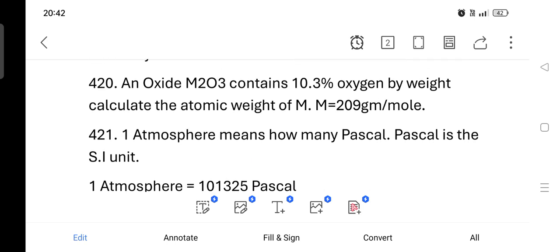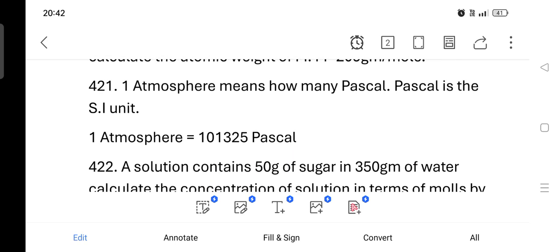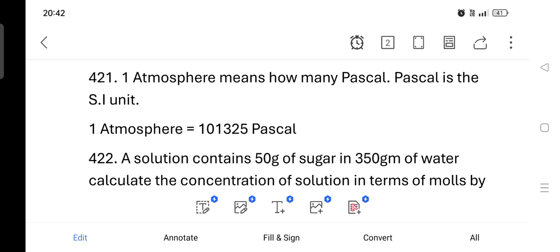An oxide M2O3 contains 10.3% oxygen by weight. Calculate the atomic weight of M. M is equal to 209 grams per mole. 1 atmosphere means how many pascal? Pascal is the SI unit. 1 atmosphere is equal to 101325 pascal.